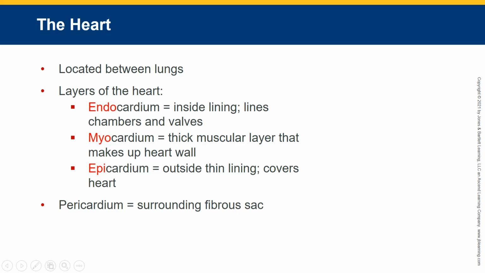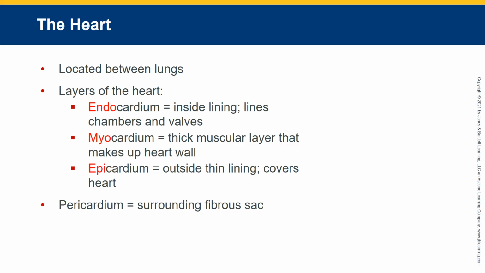Epi means it's a covering, it's outside, right? And then we have the heart muscle, myocardium. We know myo means muscle, right? So that's the muscle of the heart. And then the endocardium is the inside layer, and we'll see that inside layer is those tightly packed endothelial cells that line the inside of our heart.